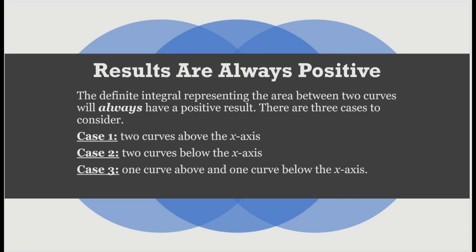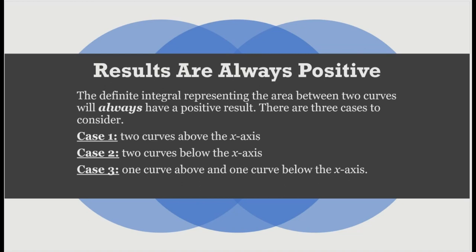Results are always positive. That's something you want to keep in mind when you're solving definite integrals, which represent the area between two curves. If you get a negative answer, then you have made a mistake. The definite integral for the area between two curves is always positive, and we have three cases we can consider.